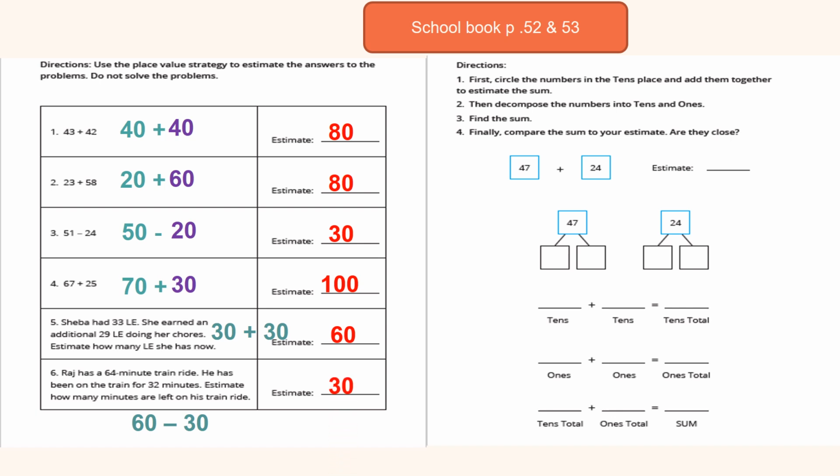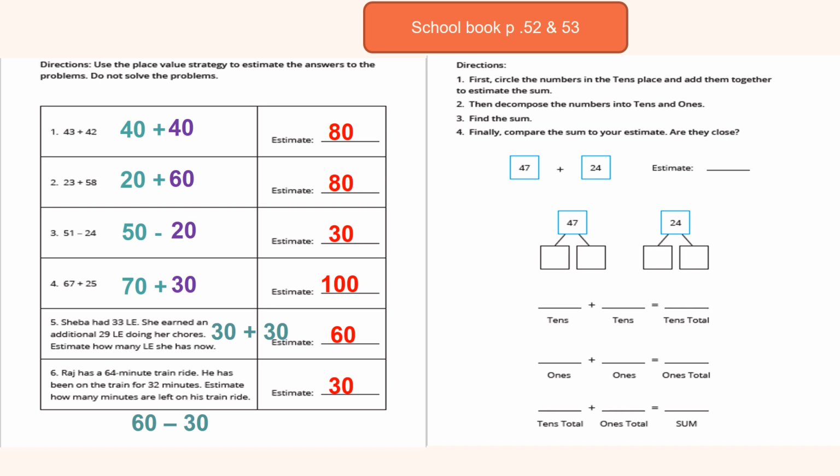Let's move to lesson 37. Number 1. First, circle the numbers in the tens and ones place and add them together to estimate the sum. Number 2. Then decompose the numbers into tens and ones. 3. Find the sum. 4. Finally compare the sum to your estimate. Are they close?